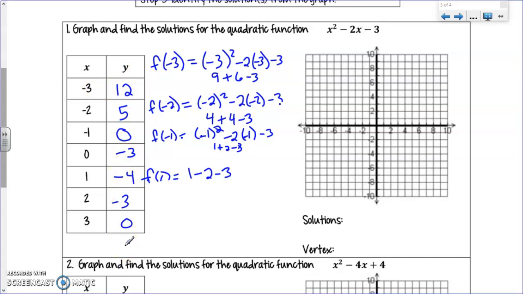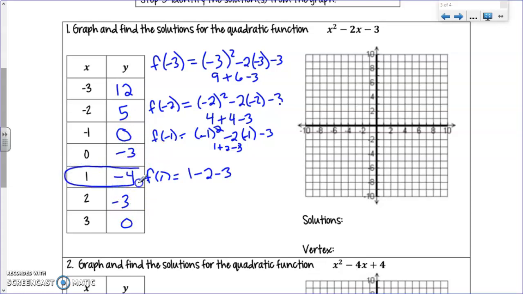Okay, so the vertex is where it's symmetrical. That means it's going to look the same on each side. So where would my vertex be here? Where does the graph start repeating? No, 1, -4 here. See how -3, -3, 0, 0. Does that make sense? I see what you're saying.